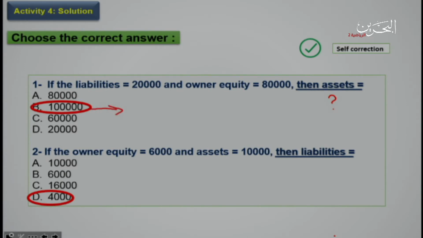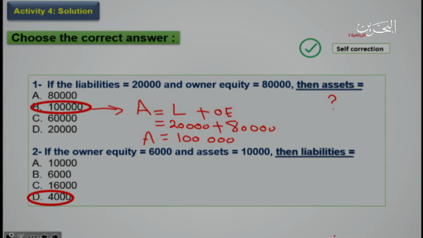How can we get this answer? I will use assets equal liability plus the owner equity. Let us apply this equation. The liability, I have it, is 20,000, plus the owner equity that I have, which is 80,000. Then the assets will be 100,000, as we see in our answer.